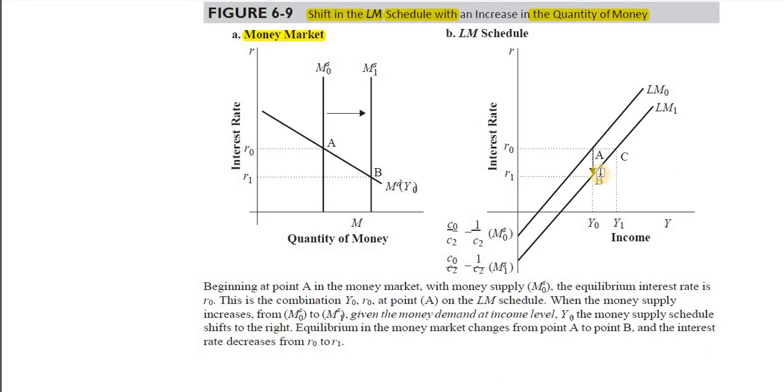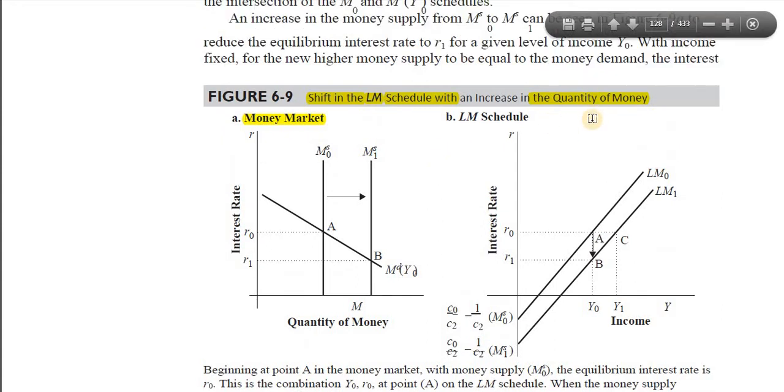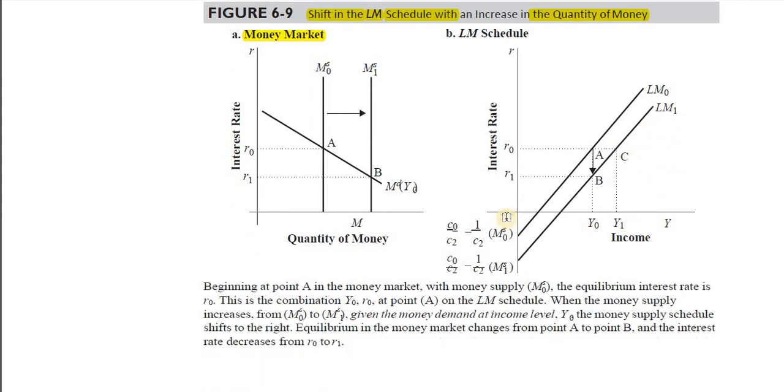Y0 is the level of income, the interest rate has fallen to R1, and that's how we are seeing a downward shift in the LM curve. So what we have understood from this is that a factor that can cause a shift in the LM schedule is the supply of money, or the quantity of money. If the quantity of money goes up, the LM curve would shift rightwards or downwards. That's it. And we have seen why.